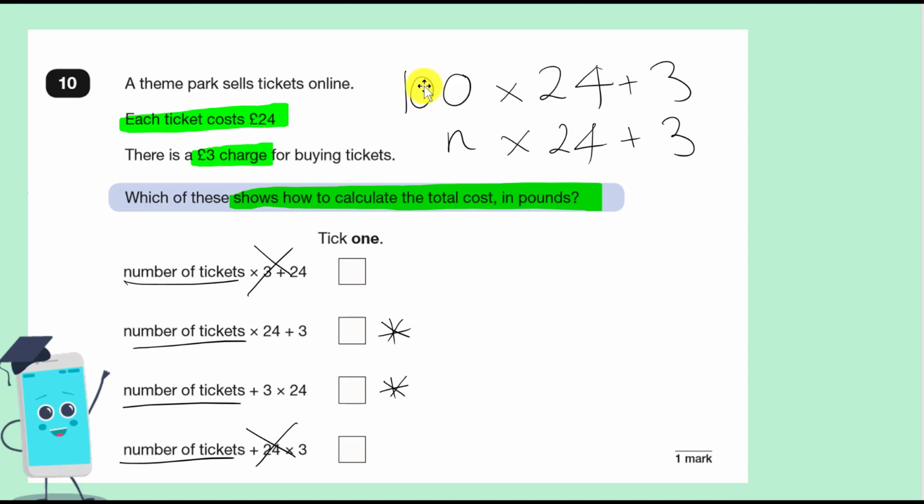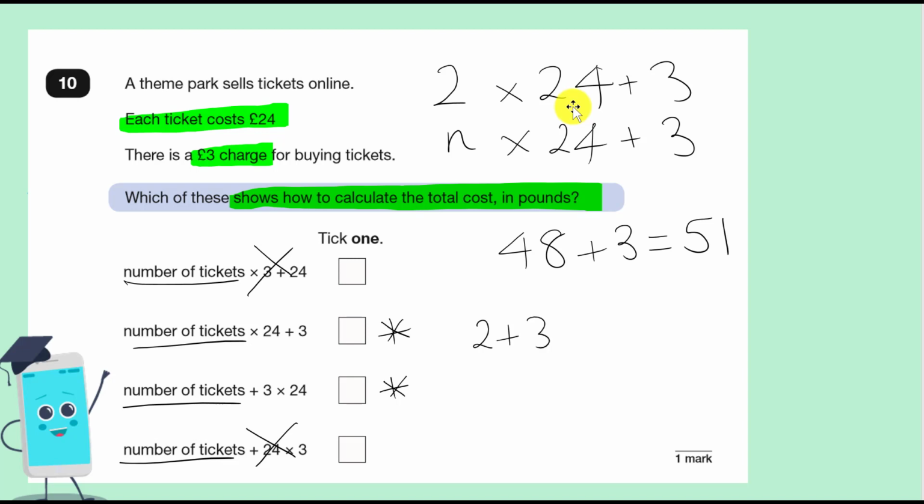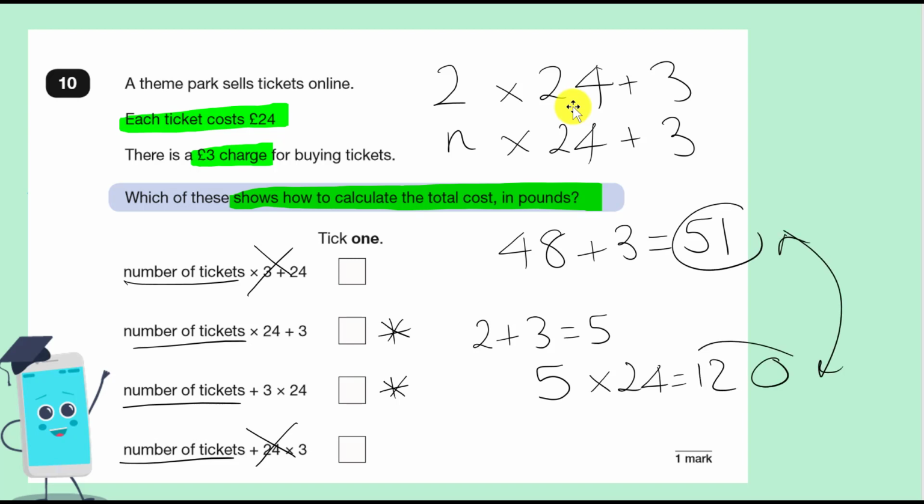If I have a look back at my question, if there was 100 people, I've multiplied it by 24 and then added 3. In fact, I'm going to make this a bit easier by saying that we had 2 people. So 2 people, I times it by 24, and 2 times 24 is 48. And then I added 3, so it would be £51. Would it matter if I did it the other way round? If I had my 2 people and I added 3, I would have 5. And then if I did 5 times 24, I'm actually going to get 120. They are 2 very different amounts, aren't they?